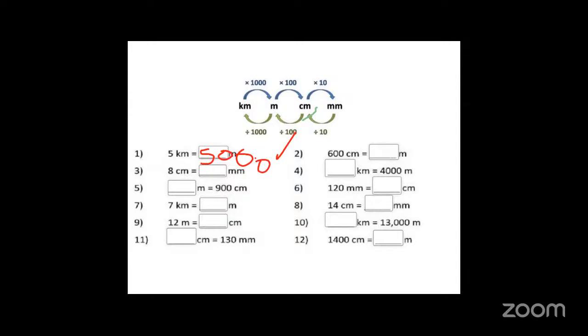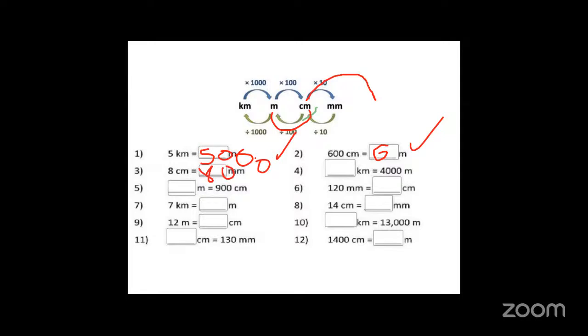If we are to convert 600 centimeter to meter, remember to take the downward approach. So that would be divided by 100. So that would be 6. Then example 3, 8 centimeter to millimeter. So we are going up this time, cm to millimeter. So that would be times 10. So that would be 80.